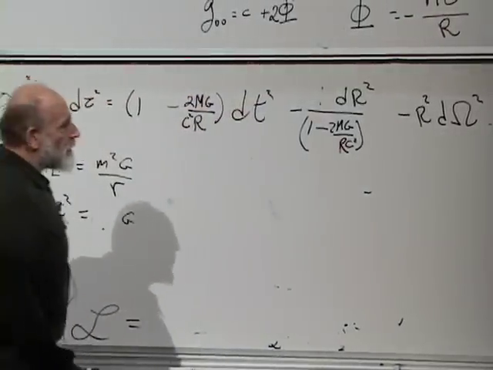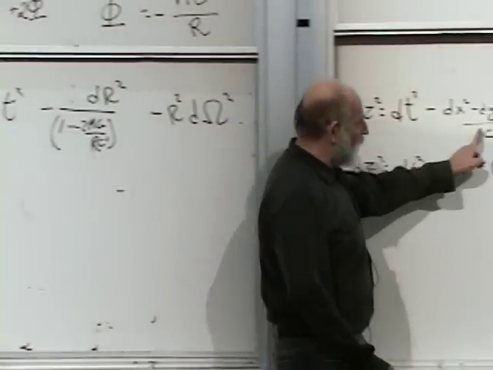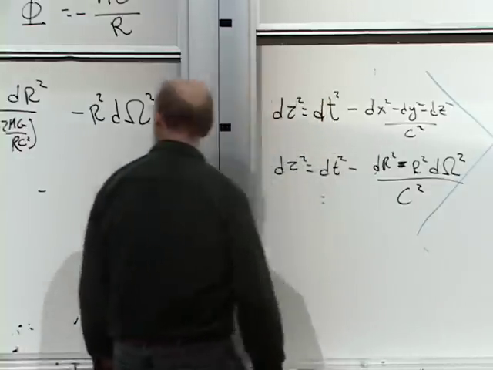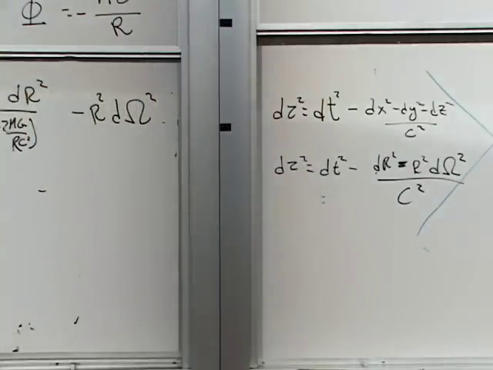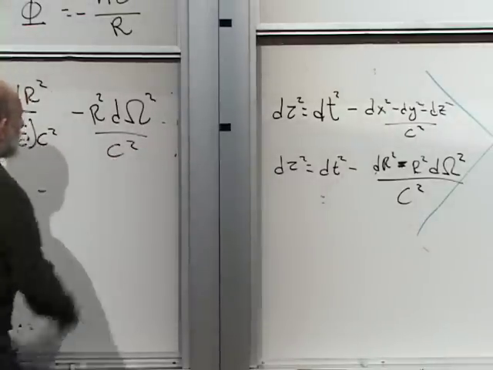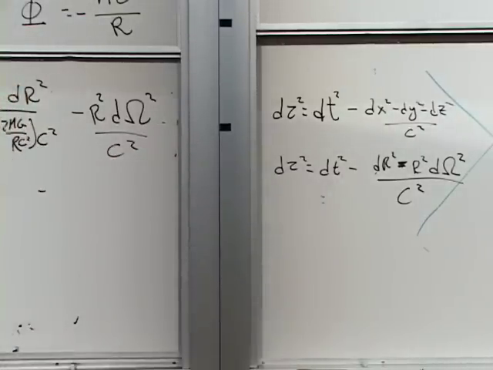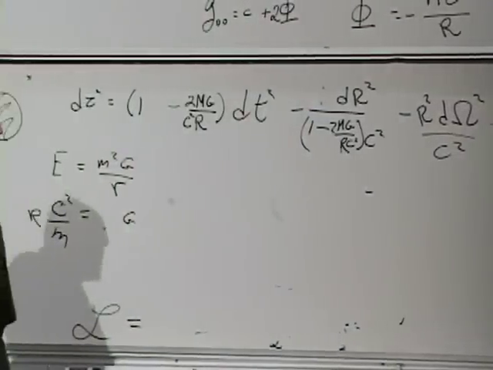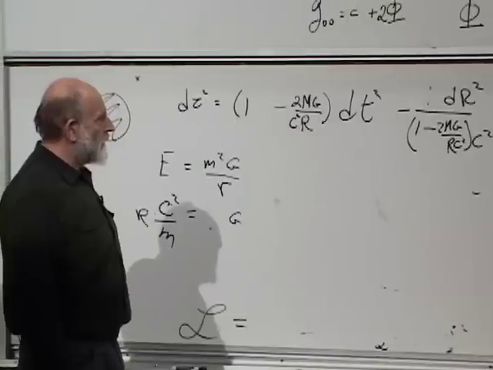But let's put back our original c squared here. There's a c squared here. That means there's another c squared downstairs here. If I put back all the c squares, I believe it would look like that. That's what it would look like.